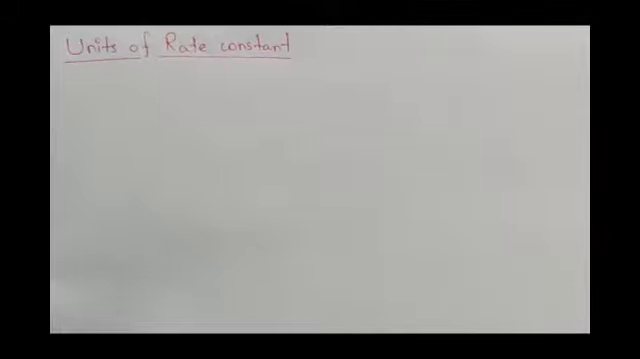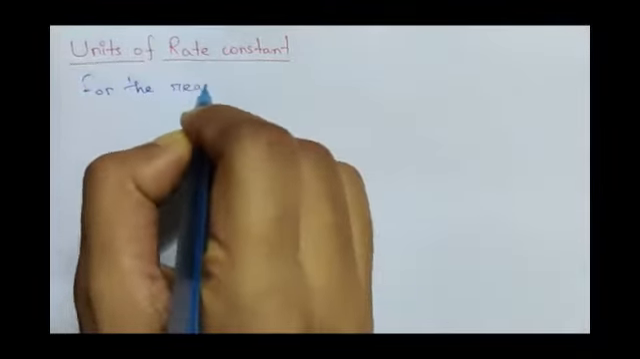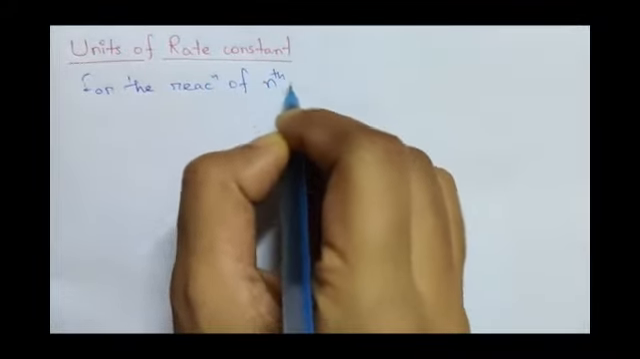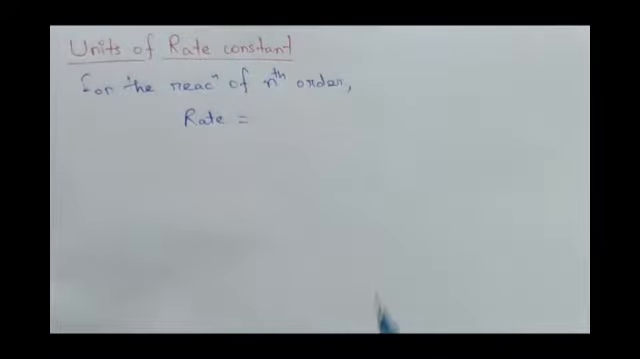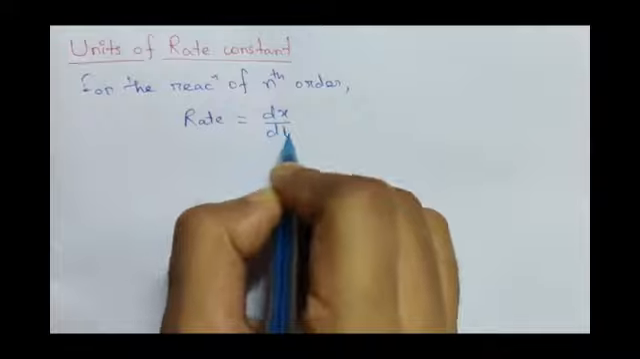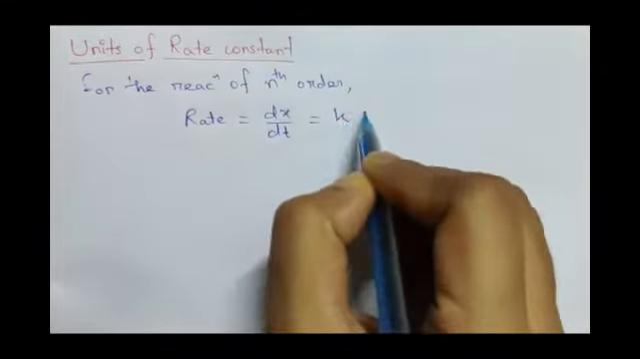Generally we can say that for a reaction of nth order, the rate of the reaction is given by dx/dt, the change in concentration by change in time. So it is given by the rate constant times the concentration of the reacting species to the power of the order. N is the order. So for an nth order reaction, the rate is given in this way. Now we need to know the unit of the rate constant.